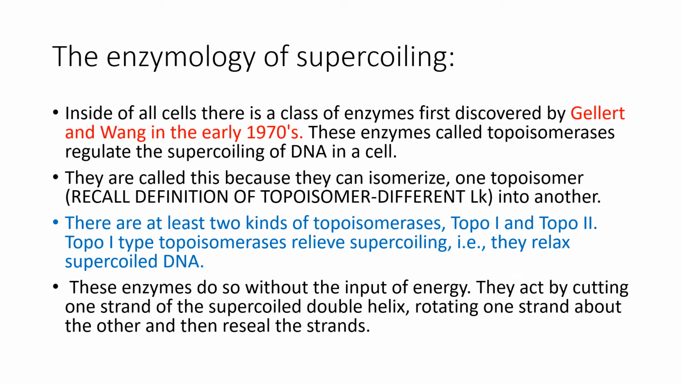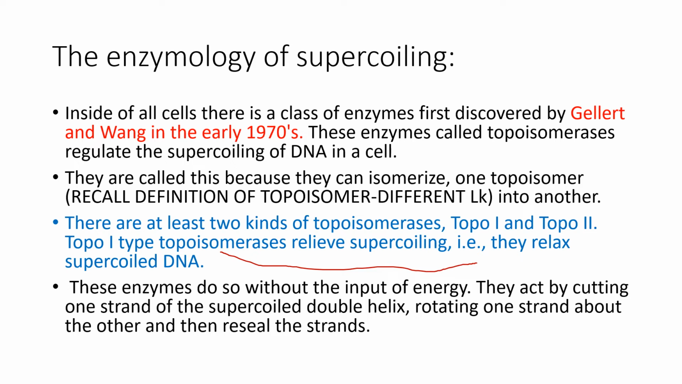They are called isomerases because they isomerize; they are the isomers of each other. Hence, we call them topoisomerases. There are two types of topoisomerases in DNA topology: topoisomerase I and topoisomerase II. Topoisomerase I relieves the supercoiling of DNA molecules. What does it do? It relieves the supercoiling, and by relieving the supercoiling or unwinding the DNA helix, the DNA molecule is relaxed.